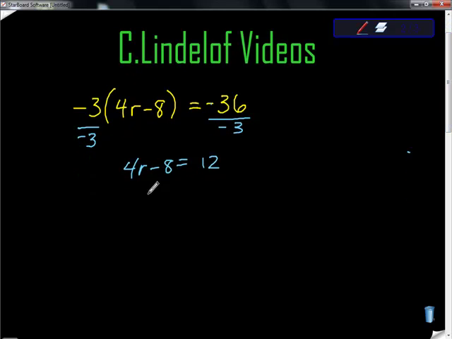Keep going, just do a little bit more algebra here. We're going to add 8 to both sides, right? We have to get rid of all of our addition and subtraction before we can do our division. So plus 8 here, we get 4r equals 20. Going to divide both sides by 4, and we get r equals 5.